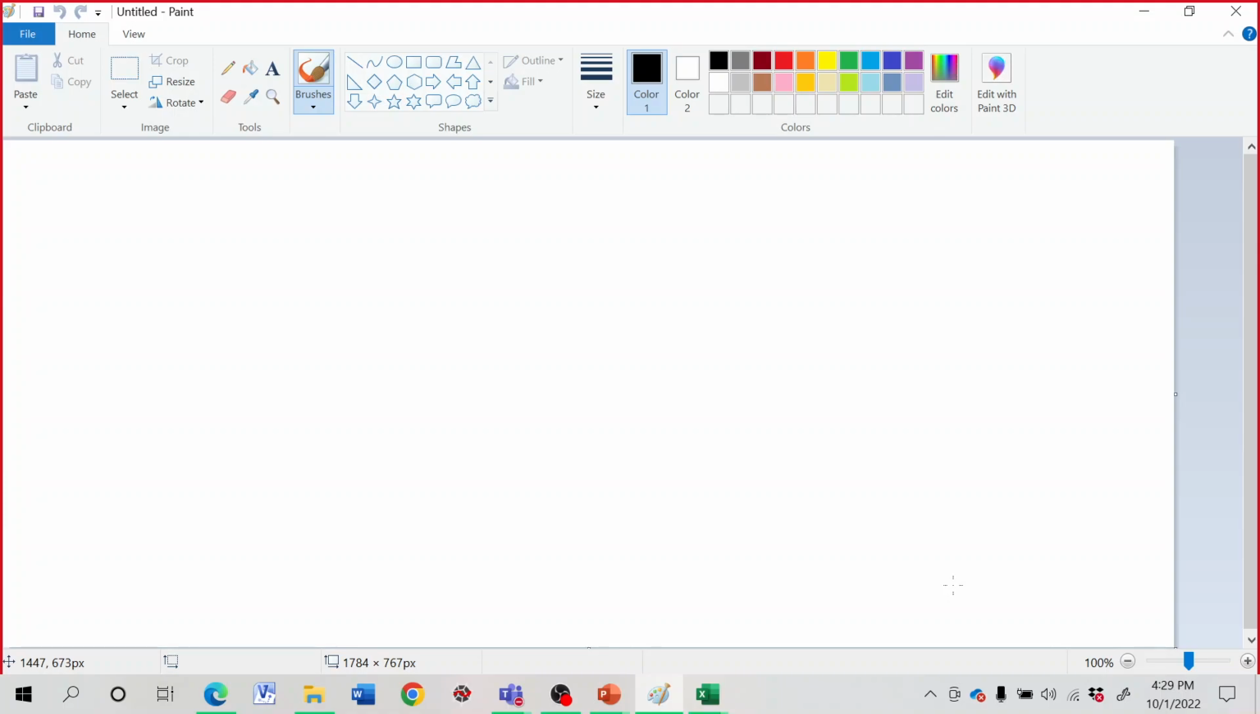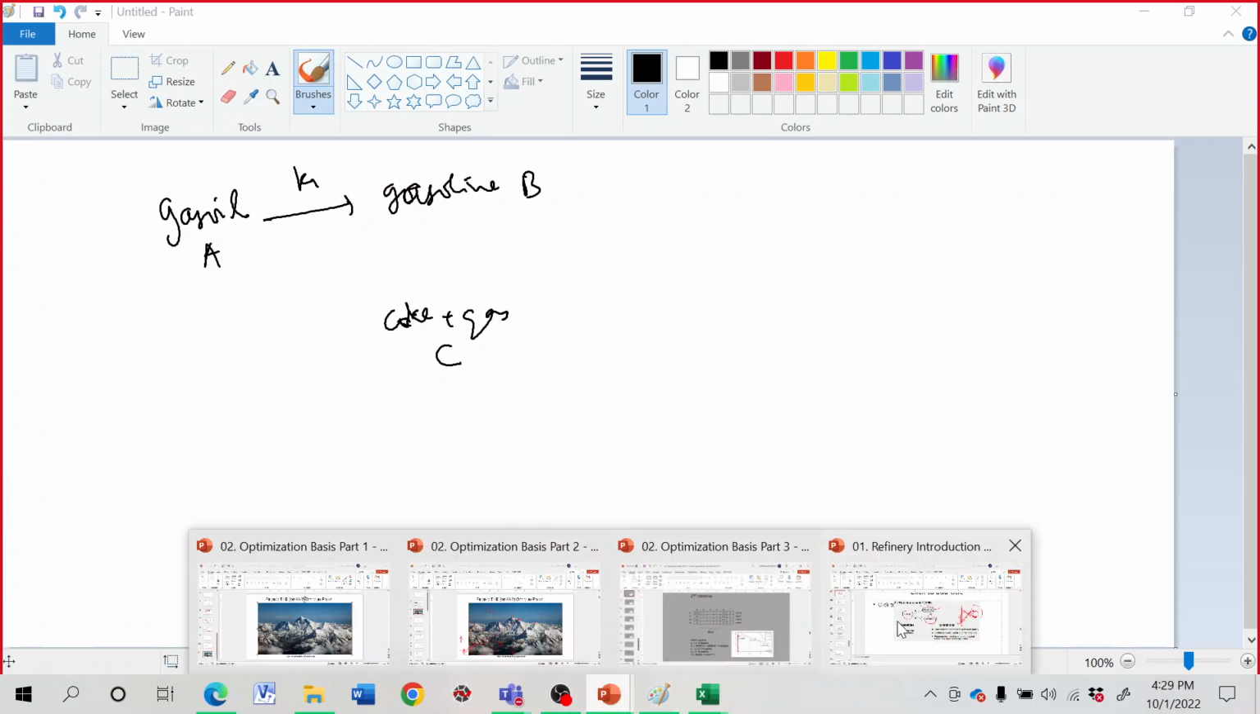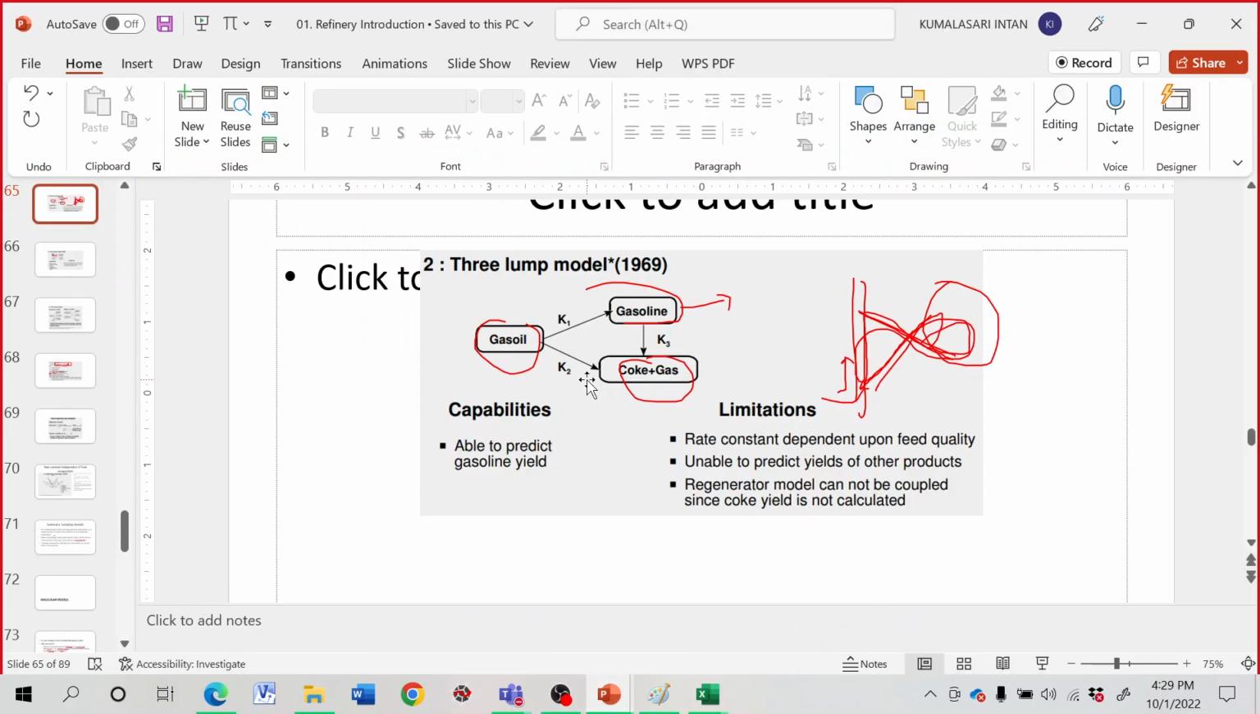So what we have is gas oil, right? Let's say this is A, and then it makes the gasoline, which is B, and then we also have coke and gas, which is C. So the gas oil can make gasoline. This is K1. Assume K1, K2, and K3.